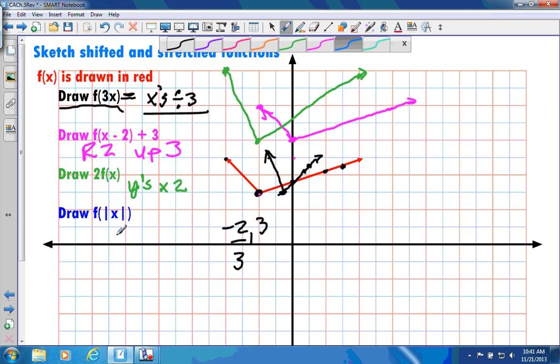And then this last one, you have to take the absolute value of x. So this part of it's not going to change. It's still going to look like that. And now instead of a negative 2, 3, we are going to be at positive 2, 3. So that part's going to go there. And instead of it being at a negative 4, 5, we are going to be at positive 4, 5. And so it's going to look like that.